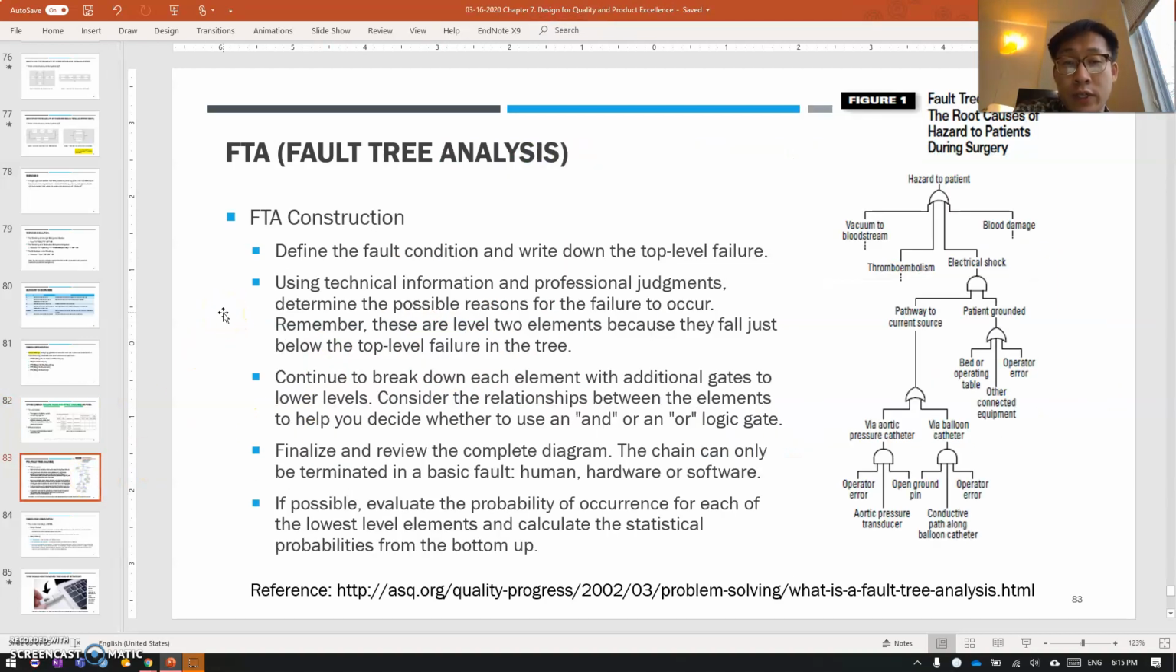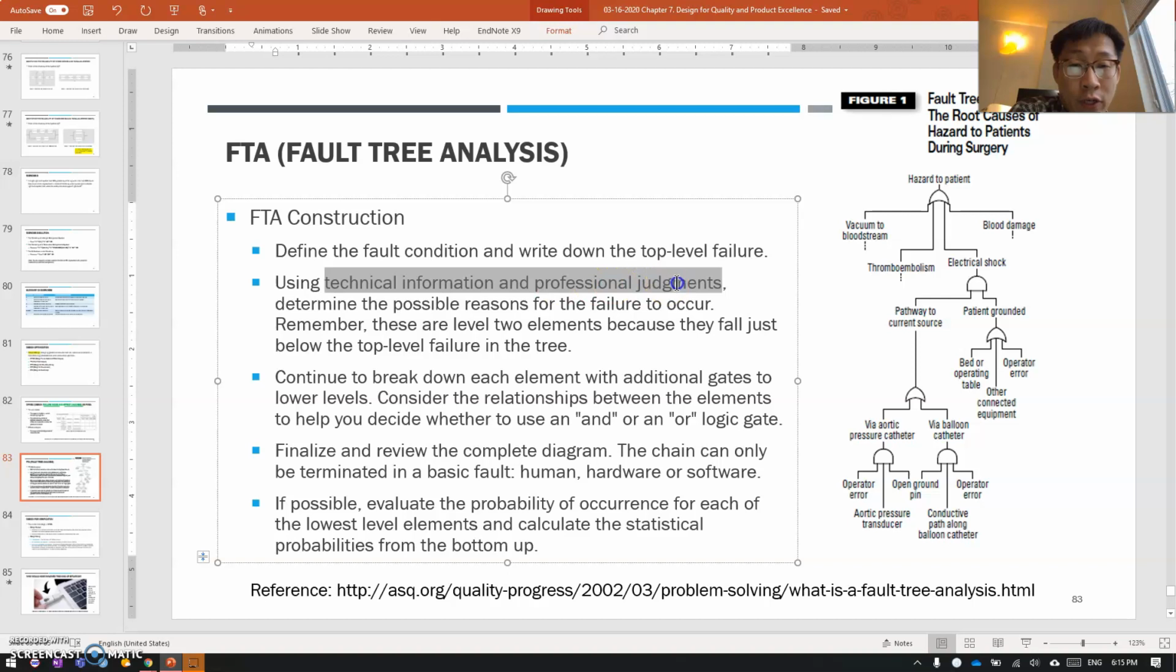Next one is called a fault tree analysis. This sometimes is also called a cause and effect diagram. This is identifying the potential failure from the very top, and then you're developing the tree to the very, very bottom based on your technical information as well as the professional judgment. So for example, you'd like to consider what is causing harm to a patient, right? You can think of a lot of things. I think this diagram is highlighting the electrical shock. What is causing electrical shock to the patient, which eventually will cause hazard to a patient.